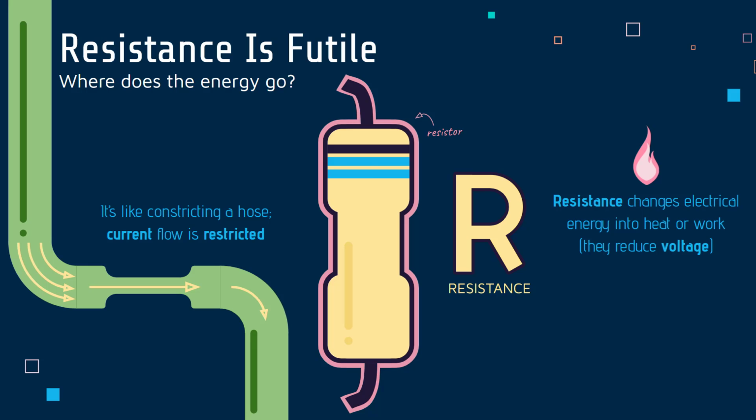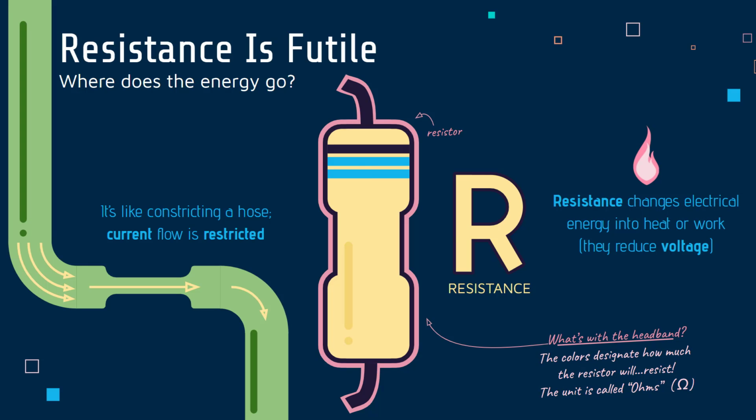When dealing with resistors, you may notice that these small components sport a colorful headband. Typically, these colored bands appear in a set of 3 or 4 colors. The colors designate how much the resistor will resist. The unit that we use to describe how strongly a resistor will resist is called an ohm, represented by the capital Greek letter omega. Take a moment to Google search the term resistor chart to see which resistances each color represents.